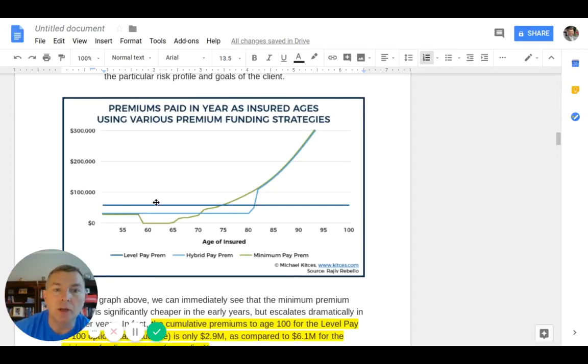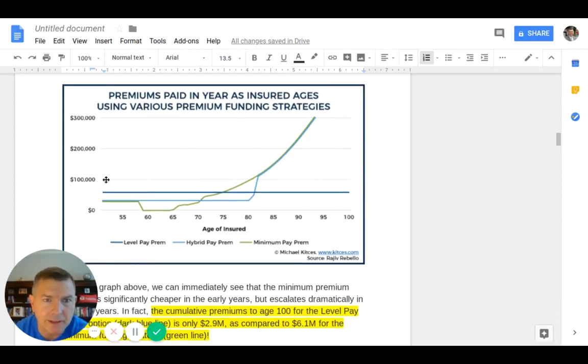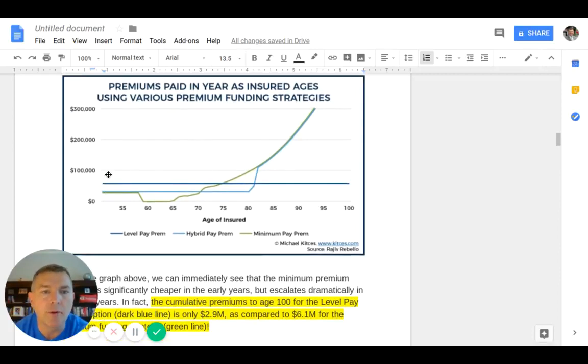And the blue is a level pay premium, almost like a whole life policy. And as you can see, we're paying, off the top of my head, that's $100,000. I think it's $28,000 roughly is what we're paying over time. So we're paying $28,000 over time. On the minimum pay, let's see, minimum pay is green. So we're paying, I don't know, $15,000 or something like that.